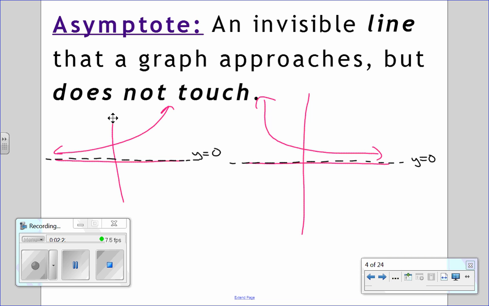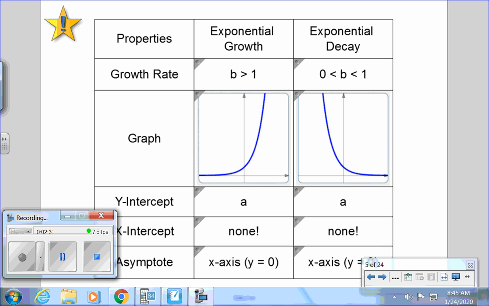It's called an asymptote. It's a boundary line that my graph will get close to, but never actually touch. I think of it as an electric fence. You can get real close, but you can't touch it. All right, so we just have a little chart for you guys to give you a picture of exponential growth, a picture of exponential decay.